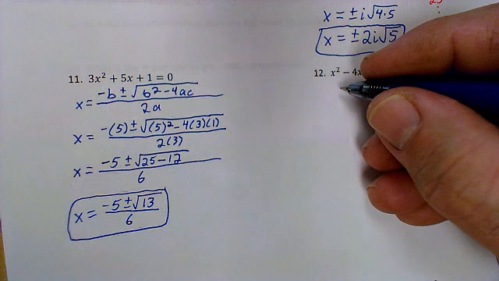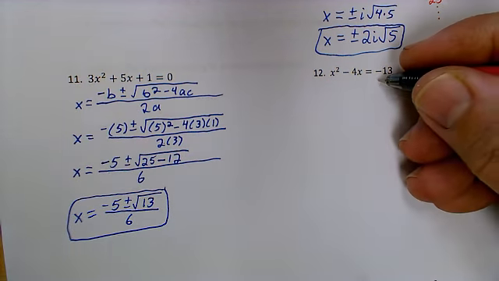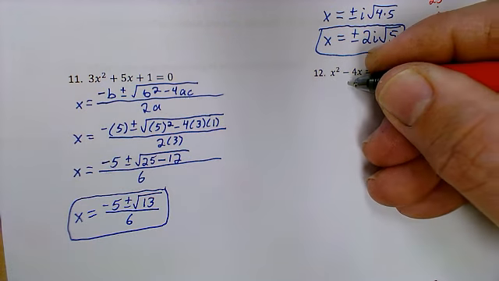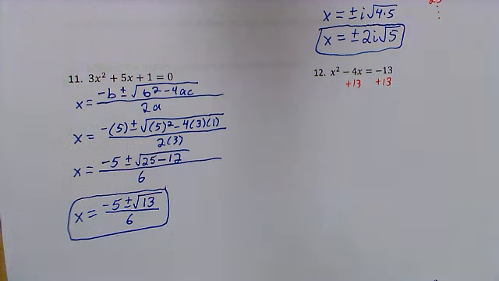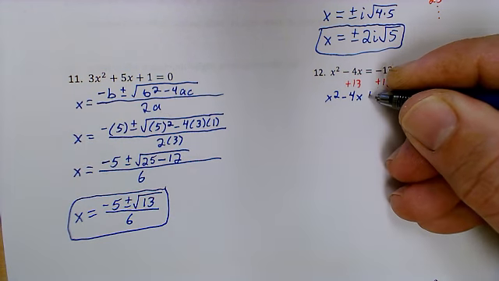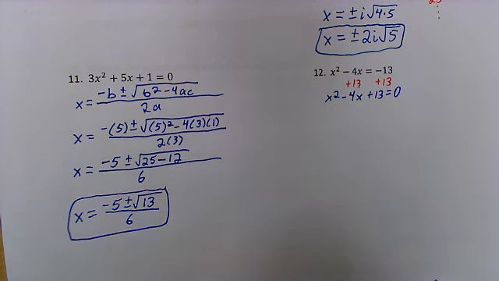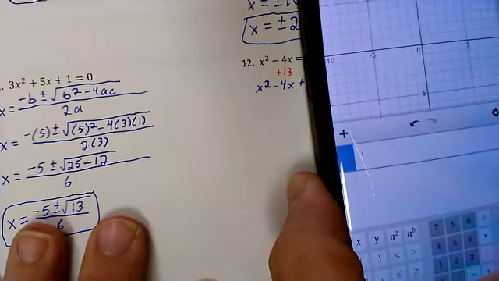All right, let's take a look at number 12, where we're going to actually have to do one step here before I get going, and I'm going to have to get this equal to 0. So I'm going to add 13 to both sides, and I'm going to have x squared minus 4x plus 13 equals 0. Now I'm going to try typing that into the calculator and seeing what it does for me.